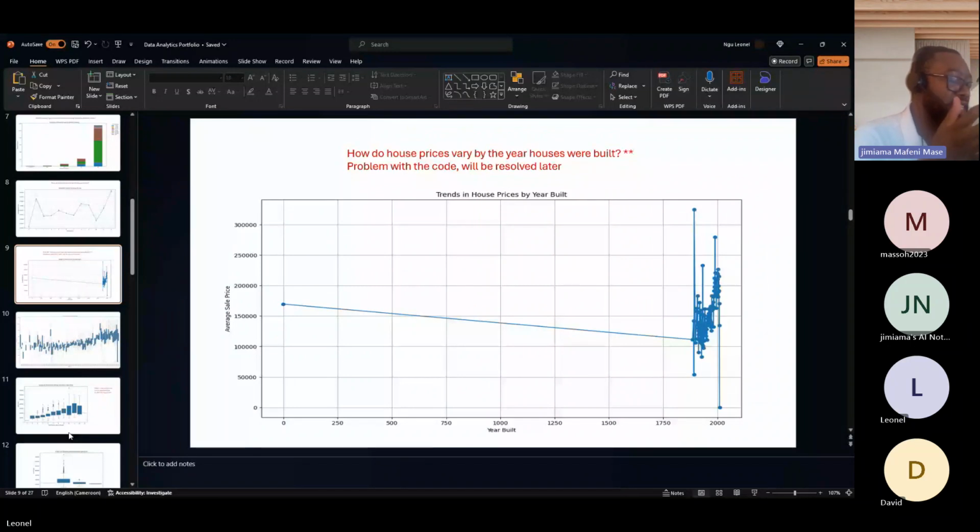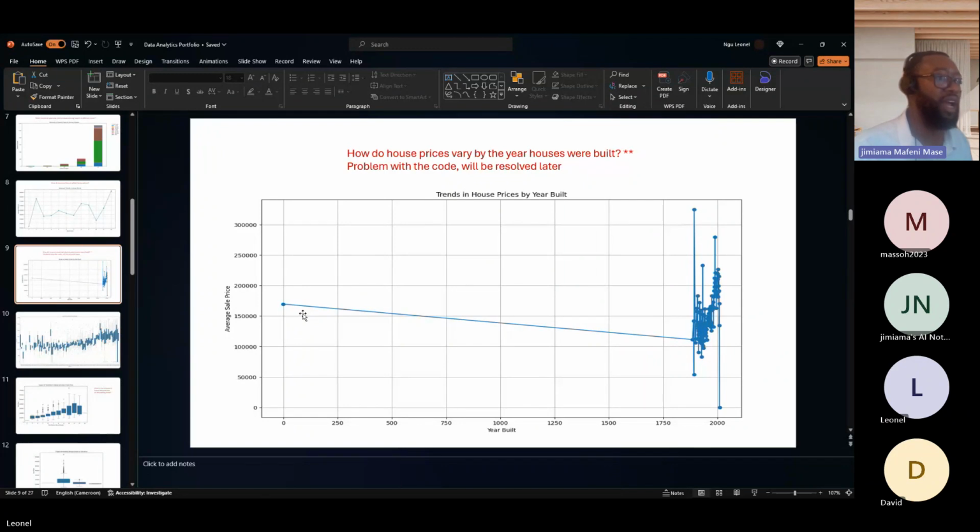So I really insisted. Lionel had presented this problem to me a few days ago, and I really insisted that Lionel add this problem in his report. The main reason why I insisted is because as a data analyst, everything is not always perfect. As you have seen, Lionel faced issues. He tried to create a line graph to show the trend of average sale price in relation to the year in which the houses were built. But he had an issue in his code, and I will have a session with him to resolve that issue.